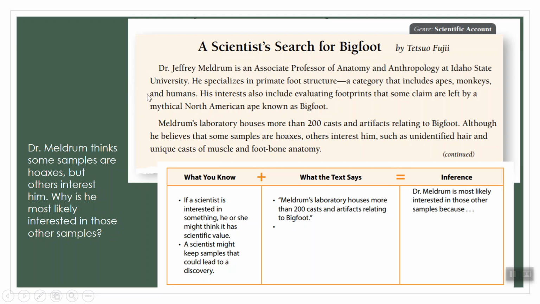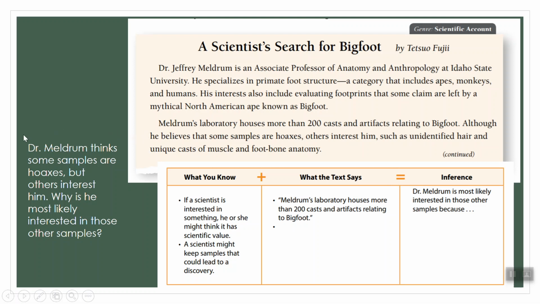His interests also include evaluating footprints that some claim are left by a mythical North American ape known as Bigfoot. Meldrum's laboratory houses more than 200 casts and artifacts relating to Bigfoot. Although he believes that some of the samples are hoaxes, others interest him, such as unidentified hair and unique casts of muscles and foot bone anatomy.